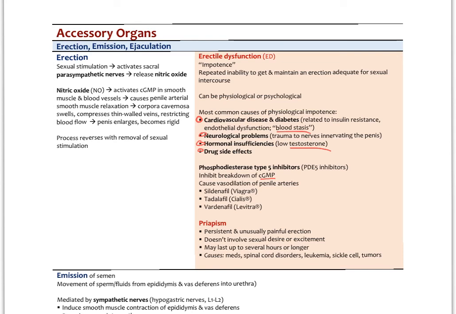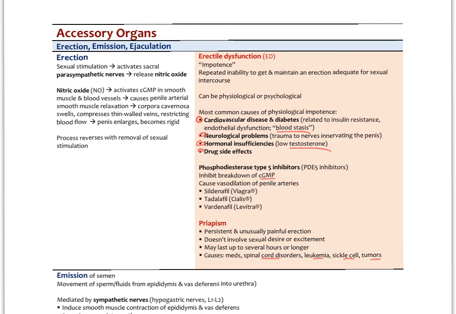There's a lot of different causes for it. It can be medications, spinal cord injuries, leukemia, sickle cell crisis, tumors, etc. Generally, what has to be done in the ED is they have to actually remove the blood from the spongy tissue, usually by draining it out via needle. That's not a very comfortable procedure, but there are different medications that can help with that as well. But after a few hours, it needs to be addressed.